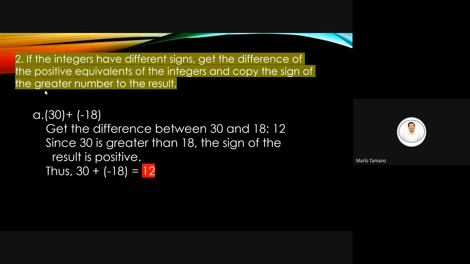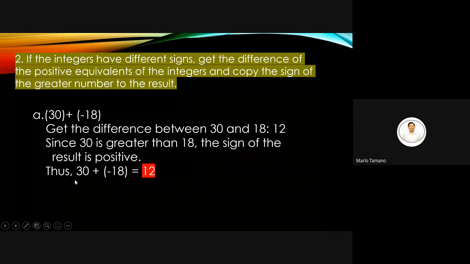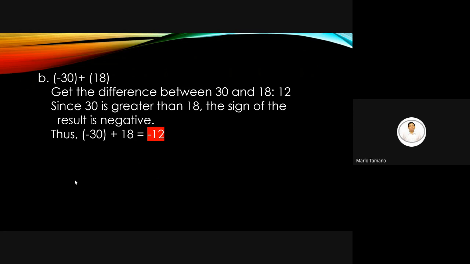Naintindihan? Di ba addends ang tawag natin sa pinag-add na integers or numbers? Addends po ang tawag. Clear? Therefore, 30 plus negative 18 is 12. Letter B, negative 30 plus 18.